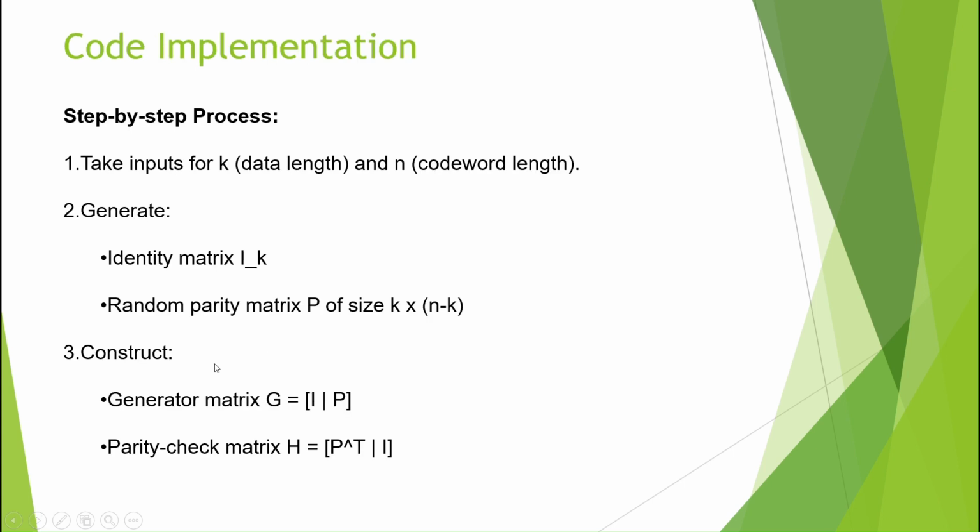Now we see the code implementation. The program takes input values k and n. It builds an identity matrix I_k and a random parity matrix P, then combines them to form G equals I | P, and H equals P^T | I.